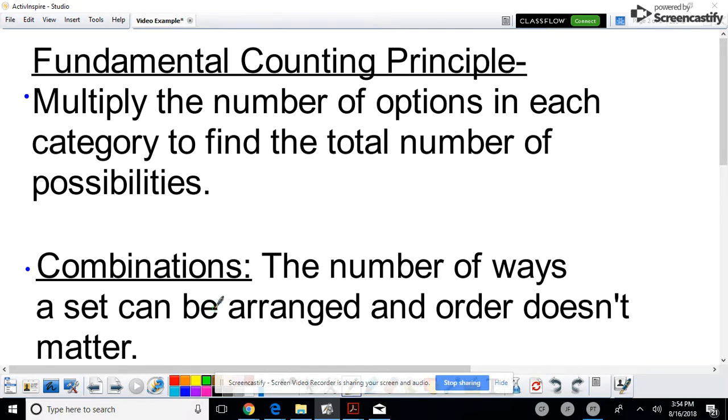I'm coming at you with a couple of problems dealing with fundamental counting principle and combinations. These are the definitions. I'll just point out that the arithmetic is really easy on both of them. All you're doing is multiplying, and you can just set your numbers up in the calculator.